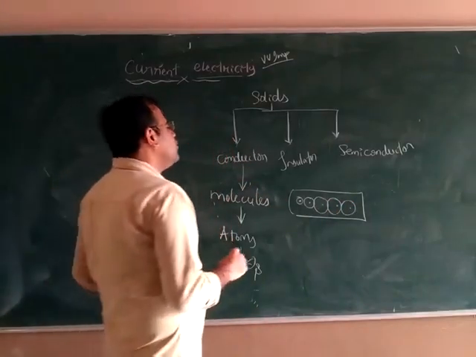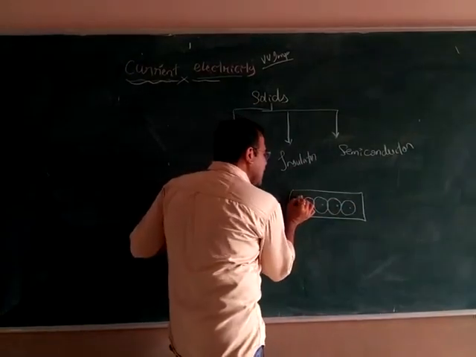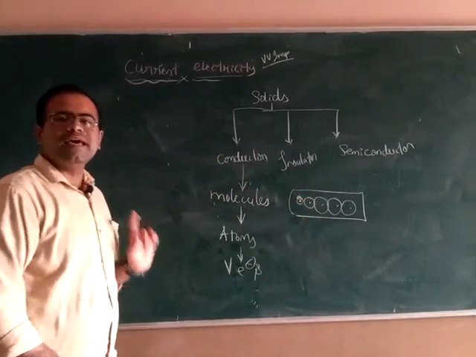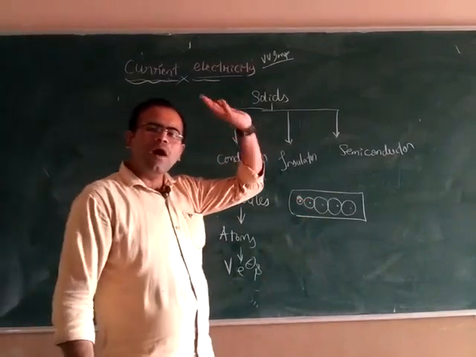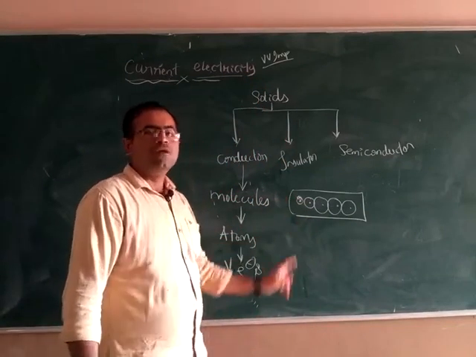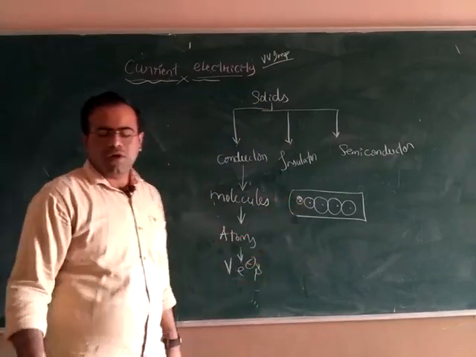So now the first atom is having a valence electron at this position. Valence electron means the very outermost electron. So the very outermost electron of the first atom, you are going to observe.